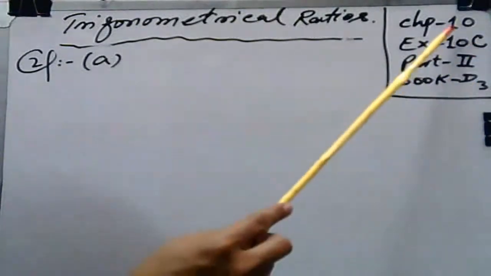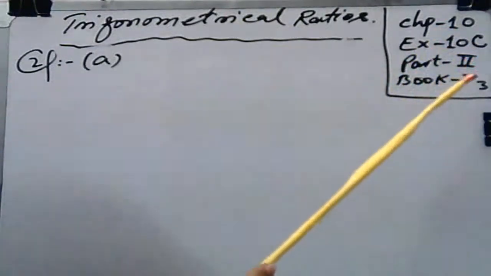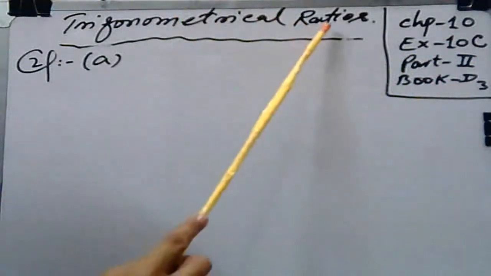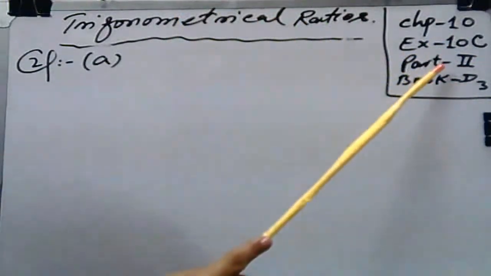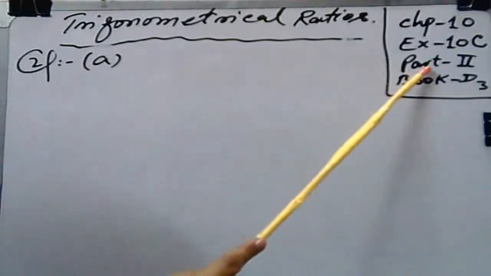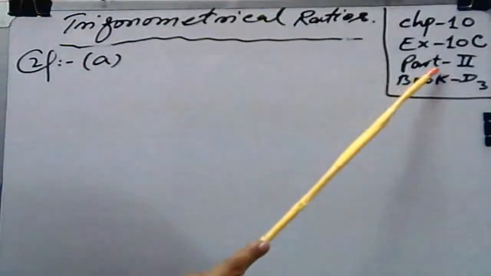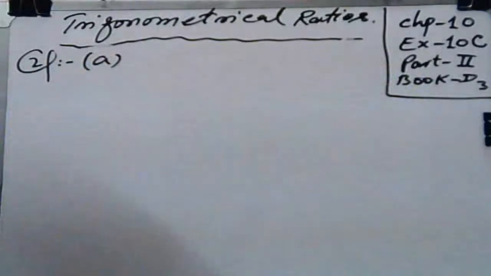Today we will discuss chapter number 10, exercise 10C, book D3, trigonometrical ratios. This exercise is divided into two parts. Part 1 has already been cleared, so today we will discuss part number 2. So question number 2, A part.